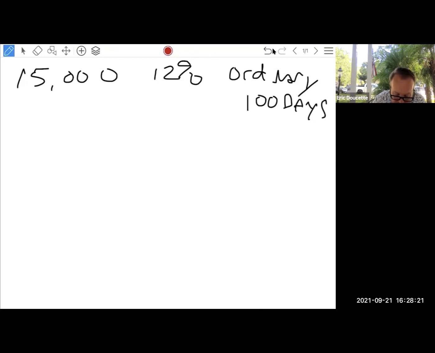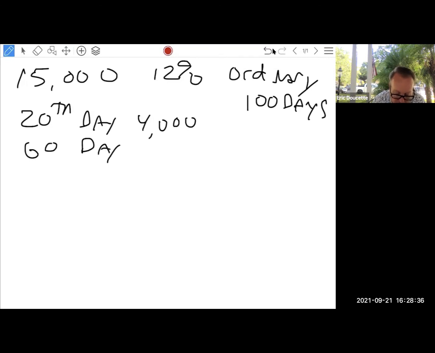On the 20th day, she made a partial payment of $4,000. And then on day 60, she made another partial payment of $5,000. What was the maturity value of the loan? Wish I could draw this smaller.